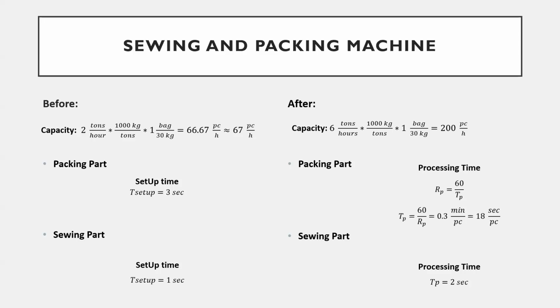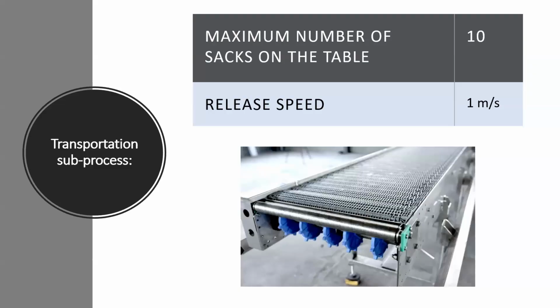We calculated some metrics for this machine. For the packing part, we calculated a setup time of 3 seconds, and the process time will be 18 seconds. For the sewing part, 1 second to prepare and 2 seconds for sewing. You can see that before implementing the machine, the 12 operators could only produce 2 tons per hour, but with this machine we can produce 6 tons per hour.